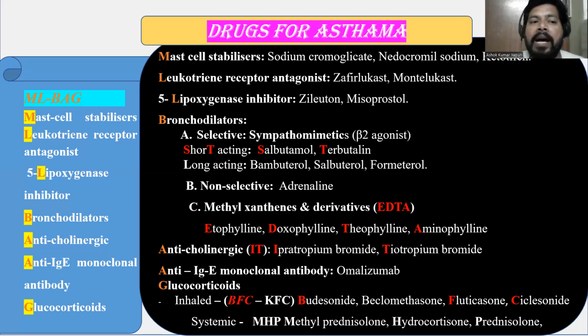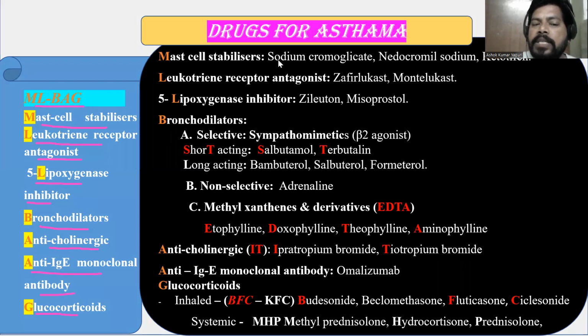So here, the mnemonic for the drugs for asthma is ML BAG. So the list of drugs is there, and with that list you can remember easily by using the mnemonic ML BAG. M means mast cell stabilizers, L means leukotriene receptor antagonists, and again L means 5-lipoxygenase inhibitors, B is bronchodilators, A is anticholinergics, and again A is anti-IgE monoclonal antibody drugs, and last, G is the glucocorticoids.